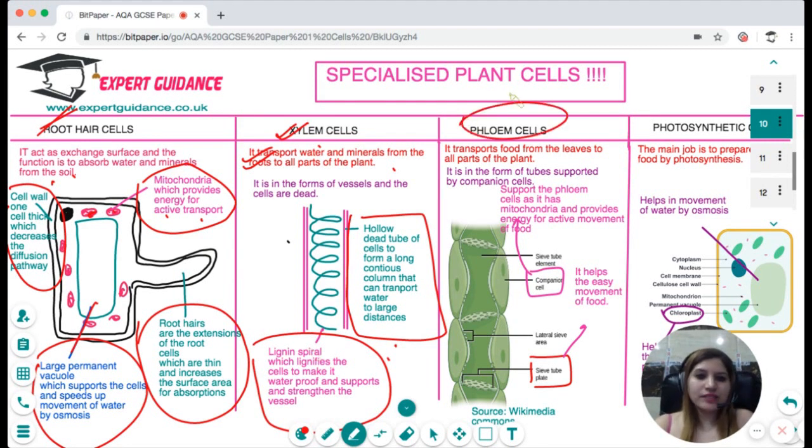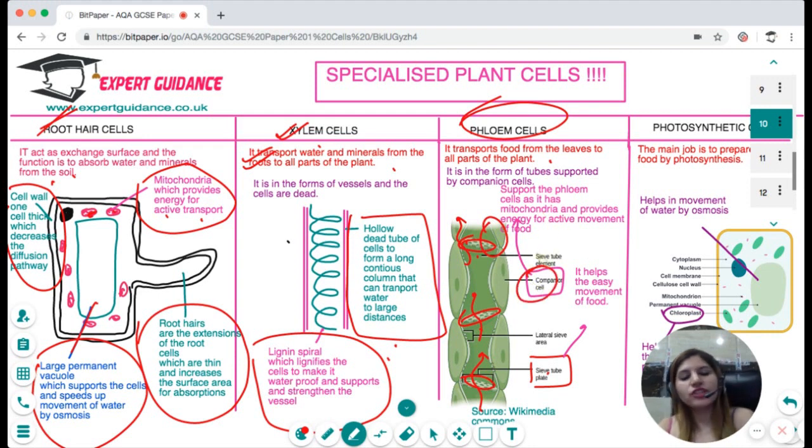The phloem cell is again a transporting tissue, but its function is to transport food from the leaf to all parts of the plant. The phloem has lost the majority of its cell contents so that it can have more room for the food. It is in the form of a sieve tube, and the cells at the end of the sieve tube are broken to form a sieve plate so that the food can easily percolate. Since the sieve tubes have lost the majority of their cell contents, they are supported by a special cell called the companion cell.